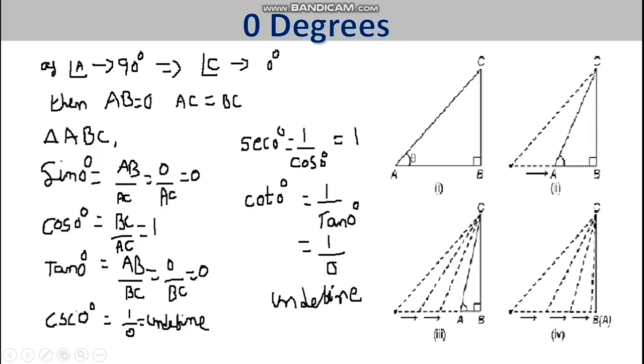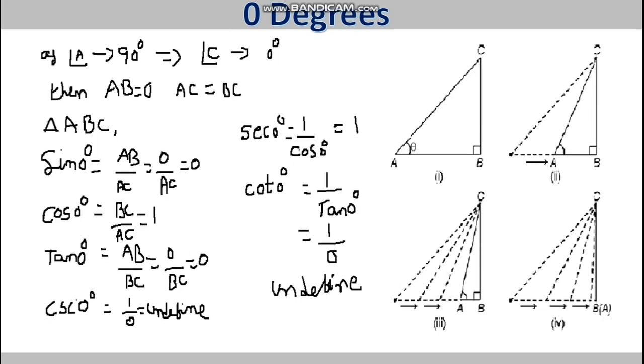So tan 0 degrees is 0. Now cosecant 0 degrees, reciprocal of sine 0, that is 1 by 0, sine 0 is 0, so 1 by 0 which is undefined. Secant 0 degrees, reciprocal of cos 0 degrees, so that is 1 by 1 which is 1, so secant 0 degrees is 1. Cot 0 degrees, which is reciprocal of tan 0, that is 1 by 0 which is undefined.